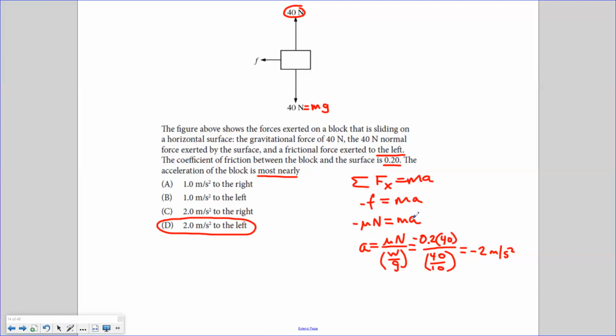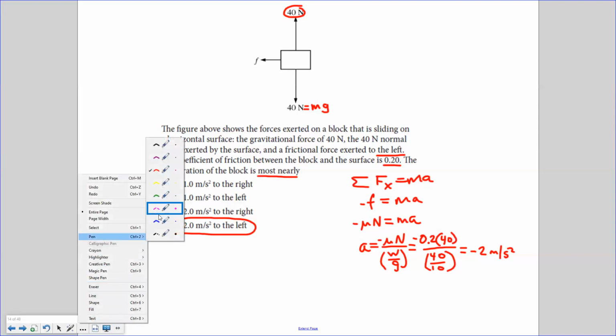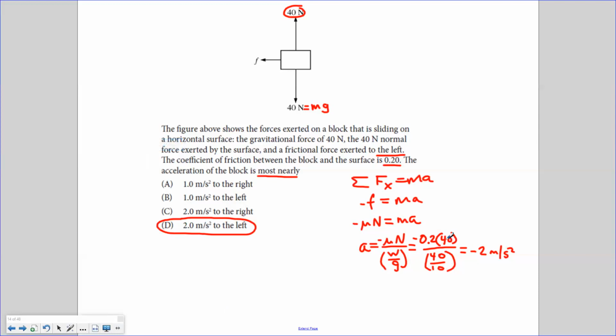So our m times a, we got to solve for a, so we divide m to the other side. We solve for m by doing the weight over the gravity. So it's mu times the normal force, negative 0.2 times 40, divided by the weight over gravity. So really the 40s cancel out if you're doing the math, right? 40 on the top, 40 on the bottom goes away. We're dividing by 1 over 10, which is the same as multiplying by 10. So our final answer is negative 2 meters per second squared. In this case, 2 is to the left. Our acceleration is in the direction of the net force. So D is the correct answer.